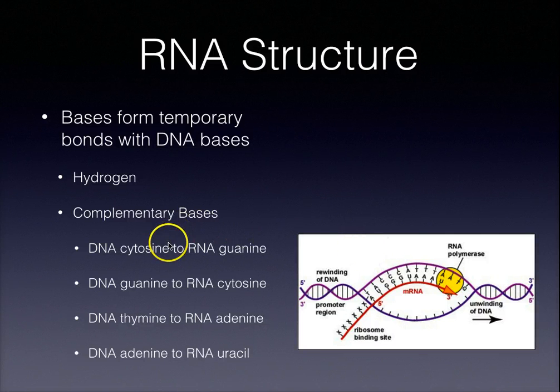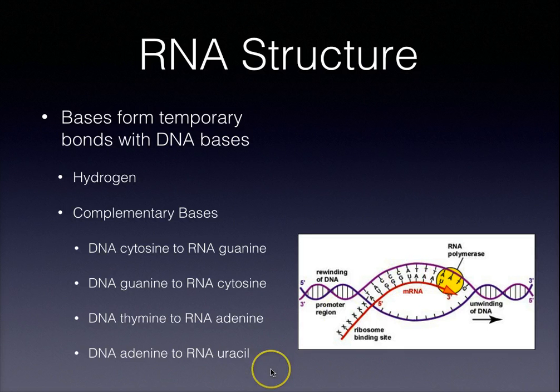So we've got cytosine on DNA, that's going to bond with guanine on the RNA. DNA guanine is going to bind to RNA cytosine. Actually, we don't have that example shown here, but if we were to include this G right here, that would have a RNA cytosine across from it. DNA thymine binds to RNA adenine, and DNA adenine binds to uracil.